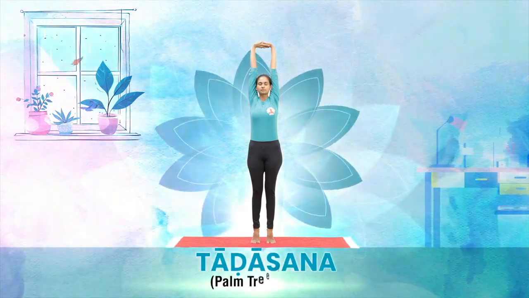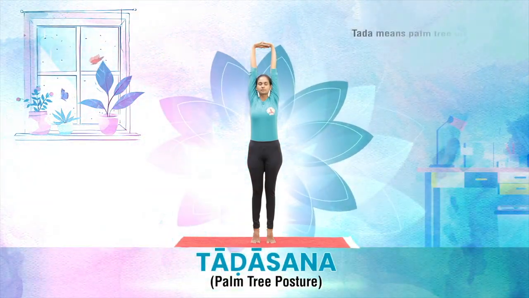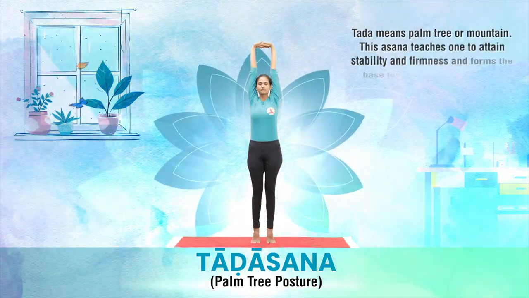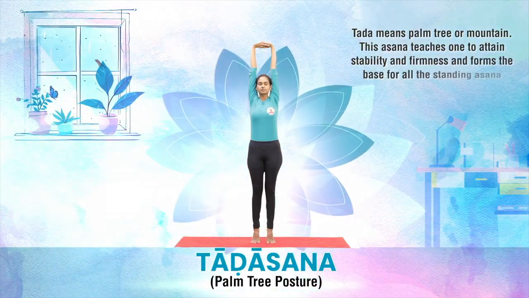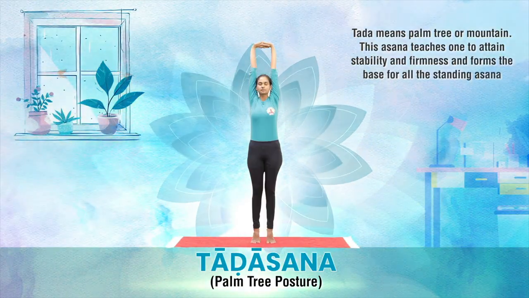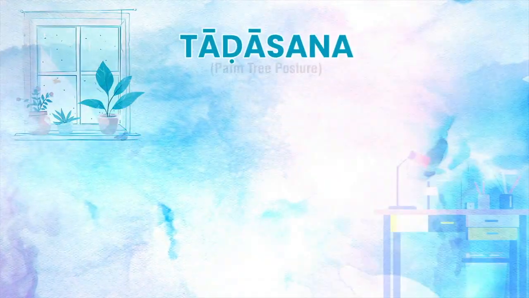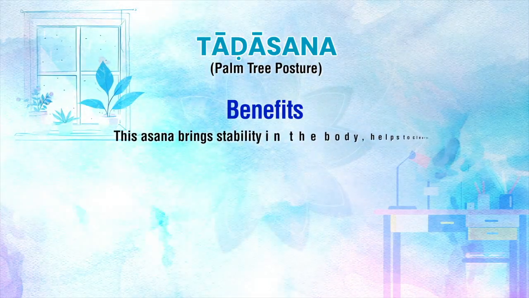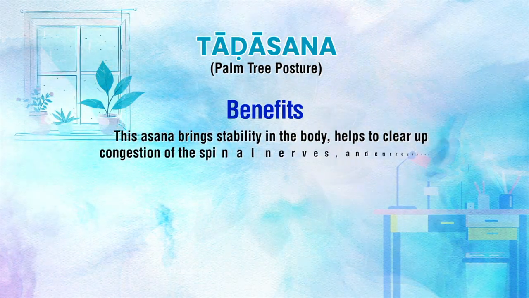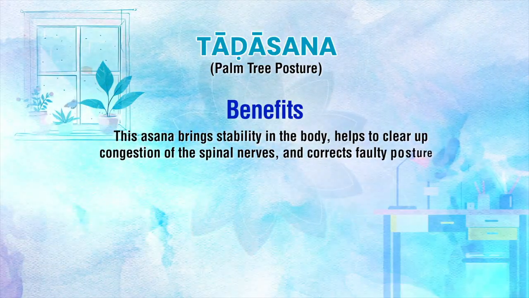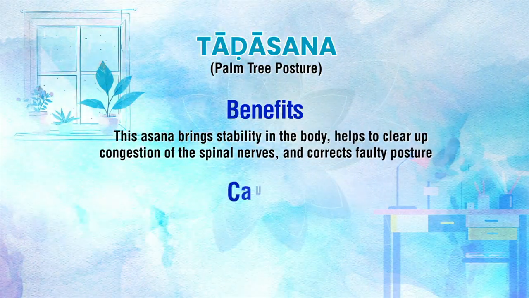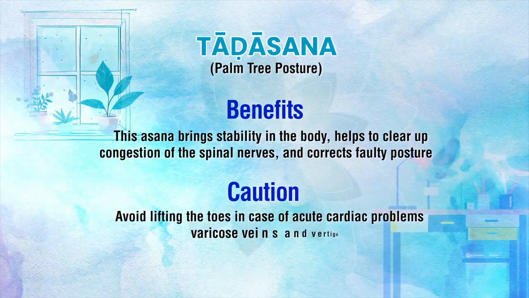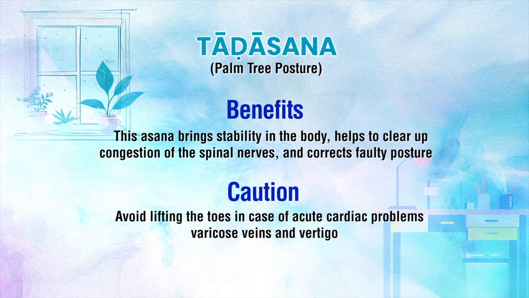Tadasana. Palm tree posture. Tada means palm tree or mountain. This asana teaches one to attain stability and firmness and forms the base for all the standing asanas. Benefits. This asana brings stability in the body, helps to clear up congestion of the spinal nerves and corrects faulty posture. Caution. Avoid lifting the toes in case of acute cardiac problems, varicose veins and vertigo.